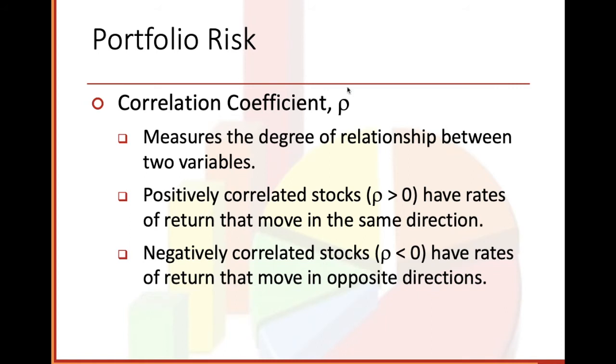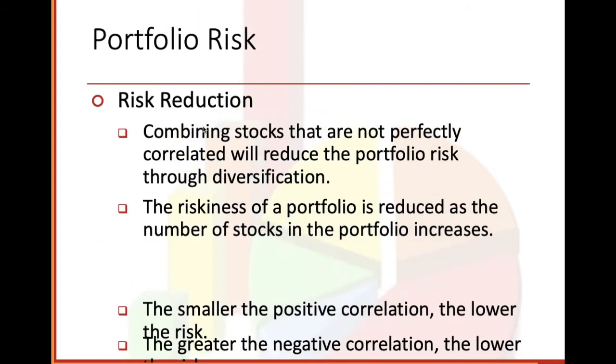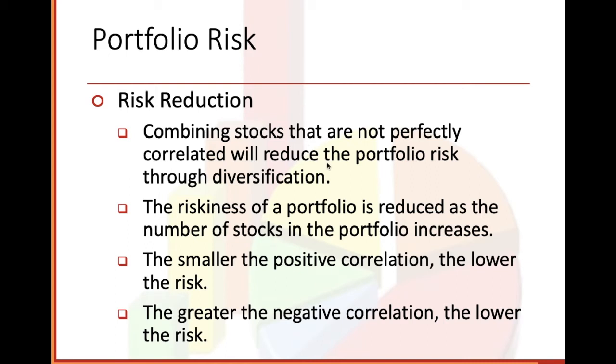If your correlation coefficient is positive, it increases from left to right. If it's less than 0, then it's going to decrease like this. I don't know if you can see it up here, but that's negatively correlated. Risk reduction: combining stocks that are not perfectly correlated will reduce the portfolio risk through diversification. The riskiness of a portfolio is reduced as the number of stocks in the portfolio increases. The smaller the positive correlation, the lower the risk. The greater the negative correlation, the lower the risk.